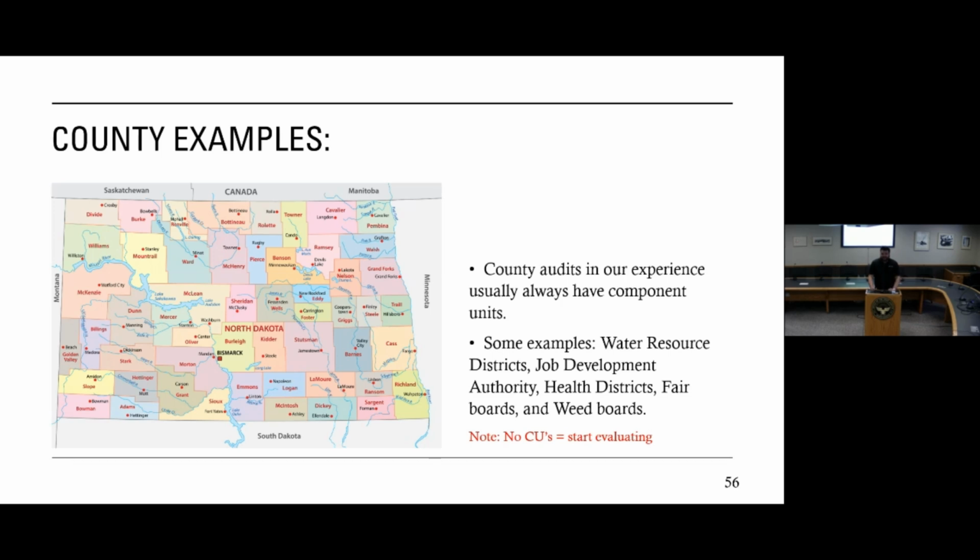Some examples I have listed here are water resource districts, job development authorities, health districts, fair boards, and weed boards. And I'm not saying if you have all these in your county, they must be component units. It really depends on your scenario. Maybe your fair and weed and health are special revenue funds, and they don't meet the definition of a component unit. It really depends on your criteria, and that's why that checklist is crucial to go through and just see what that relationship is like. And just a side note for you guys, if you are a county and you do not have any component units, I would highly suggest you start evaluating just to make sure you're not missing anything in your audits.